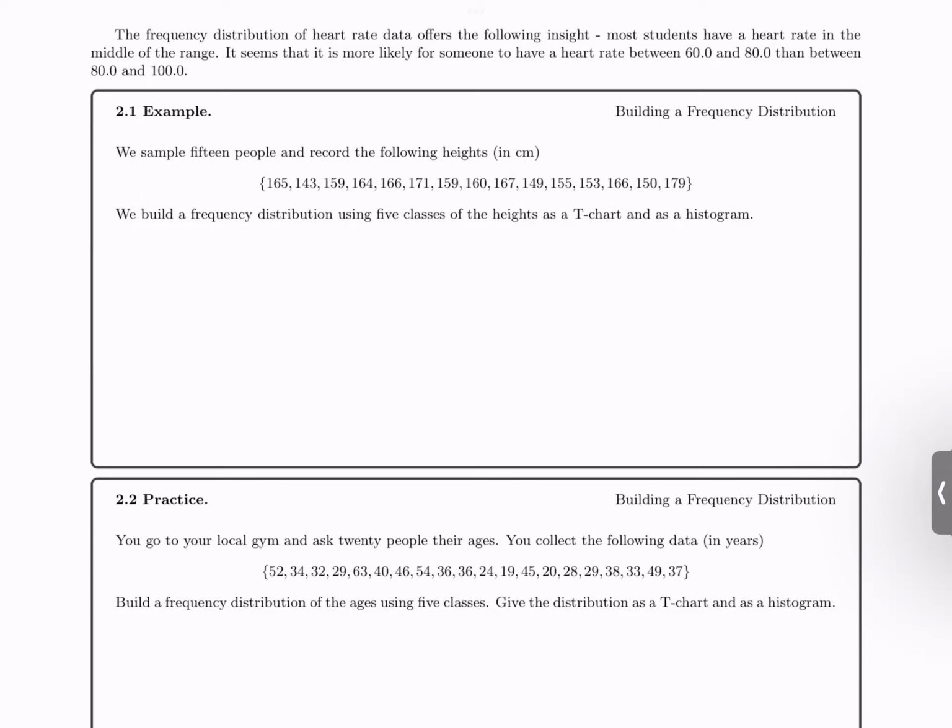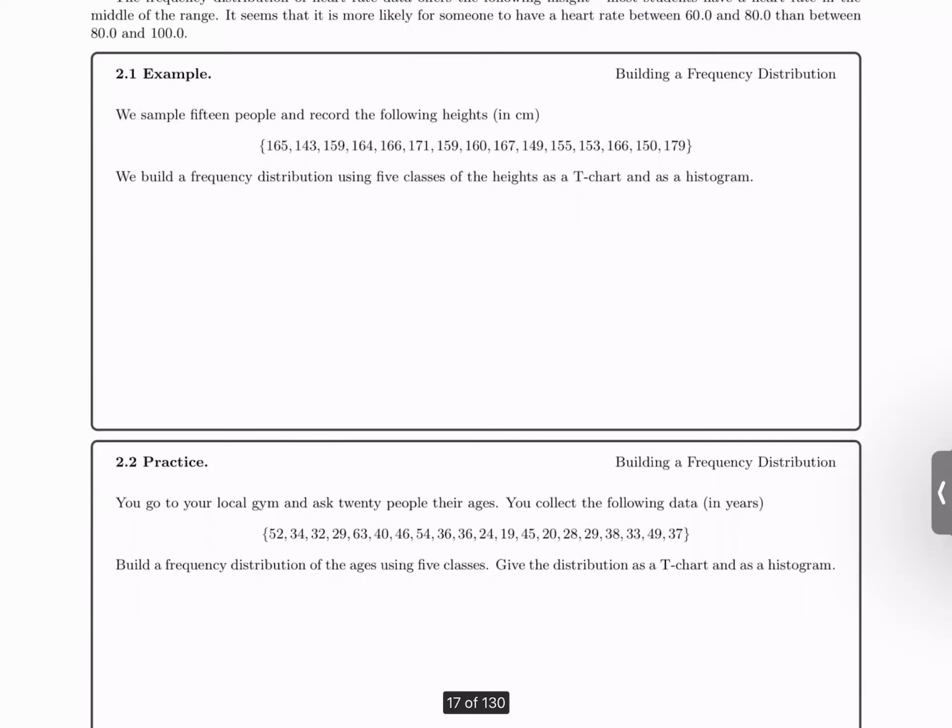So I want to separate the range of the data into 5 partitions, or rather I want to partition it into 5 disjoint intervals, and I want to sort my data that way. And we'll represent this frequency distribution as a t-chart and as a histogram.